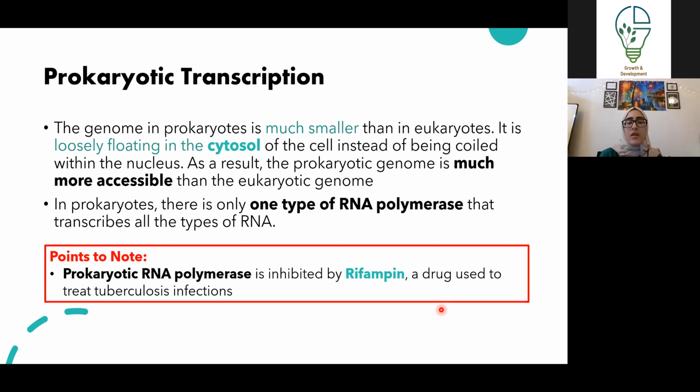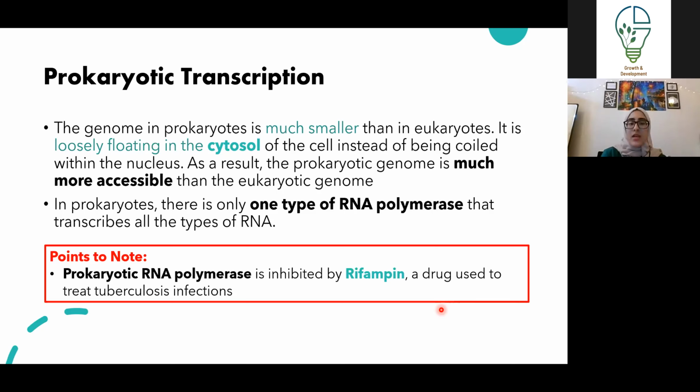One point to note, the prokaryotic RNA polymerase is inhibited by rifampin, which is a drug used to treat tuberculosis infections. This is a point that the professor mentioned, so I'm thinking it's of importance for you guys. But essentially, tuberculosis is caused by what? It's caused by a bacteria called Mycobacterium tuberculosis, right?